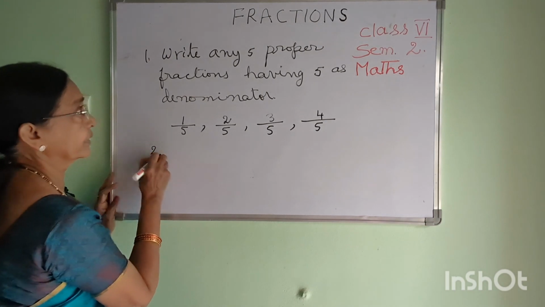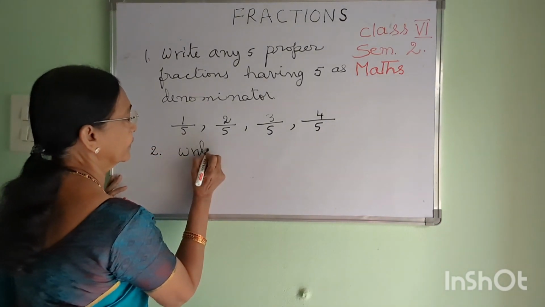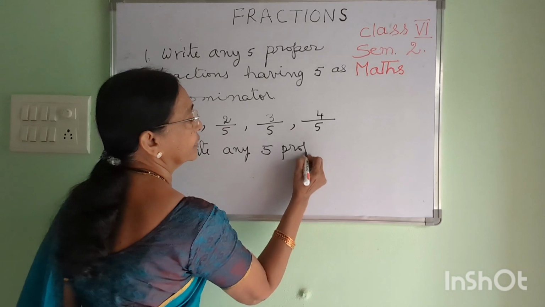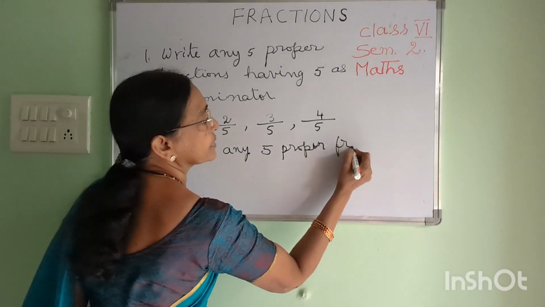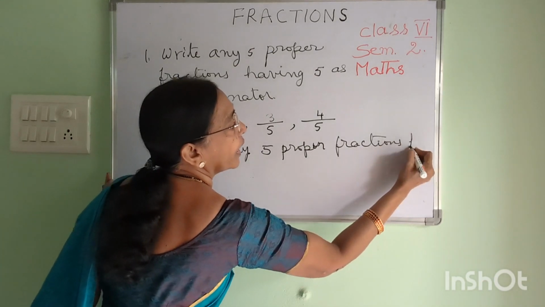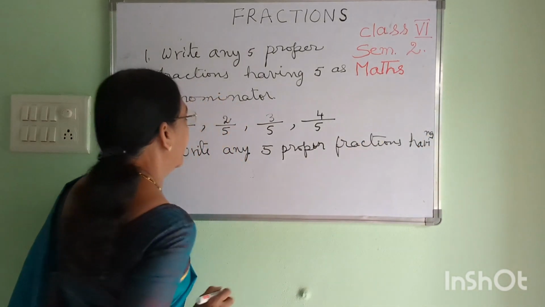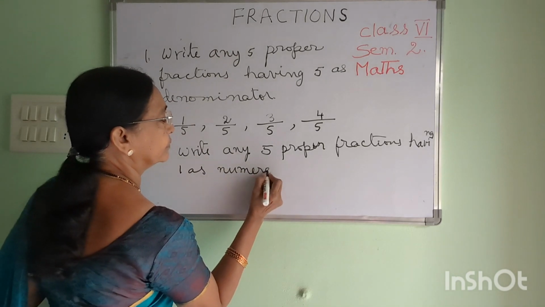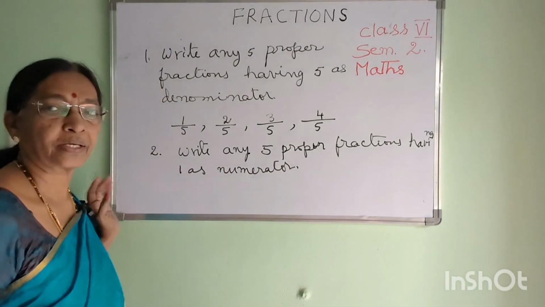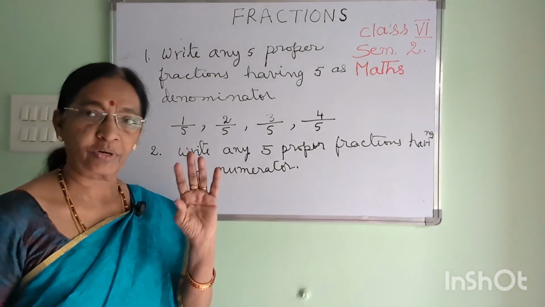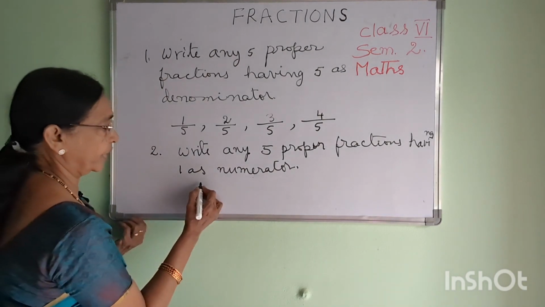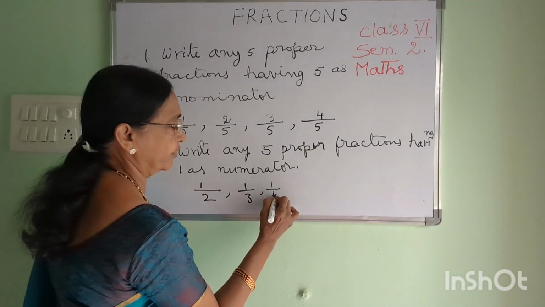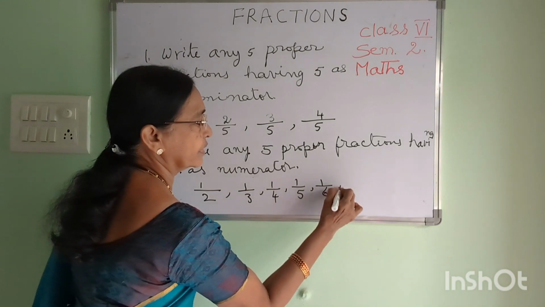Next, again another problem. Write any 5 proper fractions having 1 as numerator. అంటే ఒకటి న్యూమరేటర్గా ఉండేటువంటి ఏవైనా ఒక 5 ప్రాపర్ ఫ్రాక్షన్స్ రాయమన్నారు. సో ఒకటి న్యూమరేటర్గా ఉండాలి ప్రతిసారి. సో 1/2, 1/3, 1/4, 1/5, 1/6, 1/7, etc.